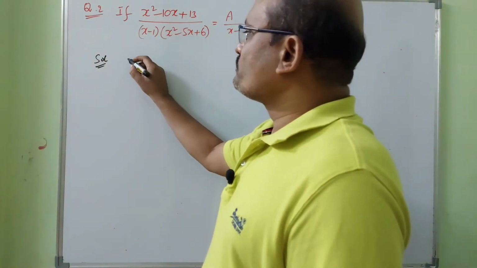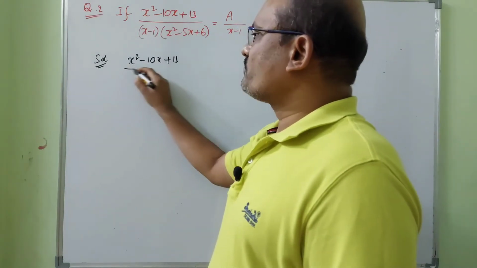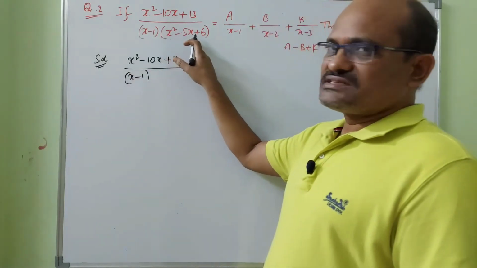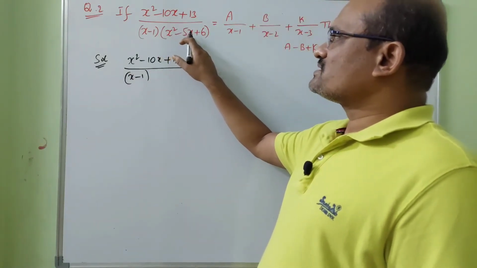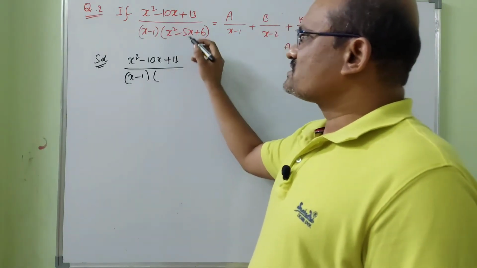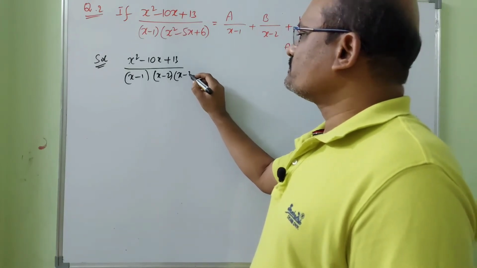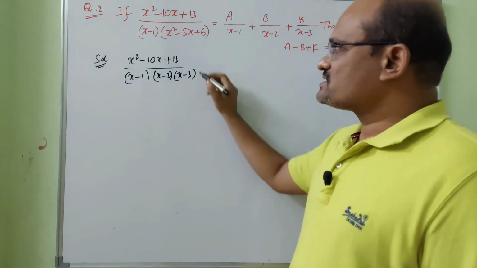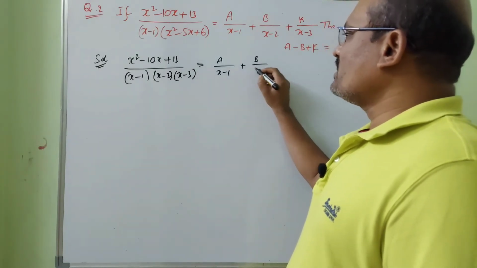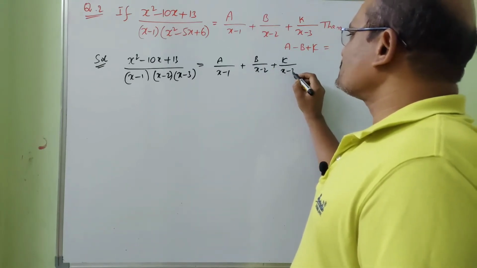Students, observe the fraction. Observe this second degree factor, x square minus 5x plus 6. It is a reducible polynomial. So the factors for this are x minus 2 into x minus 3. The partial fractions are given as a by x minus 1 plus b by x minus 2 plus k by x minus 3.